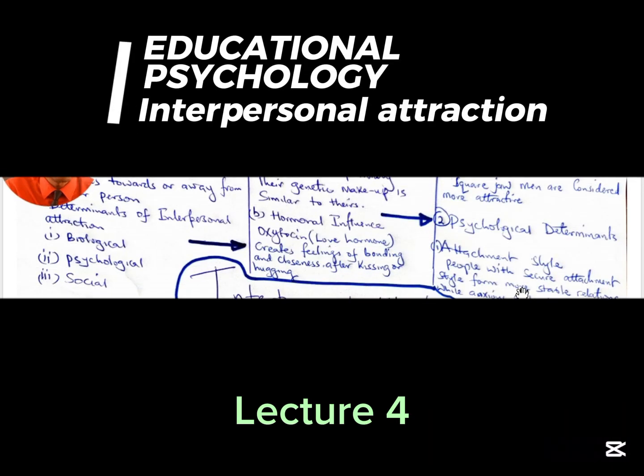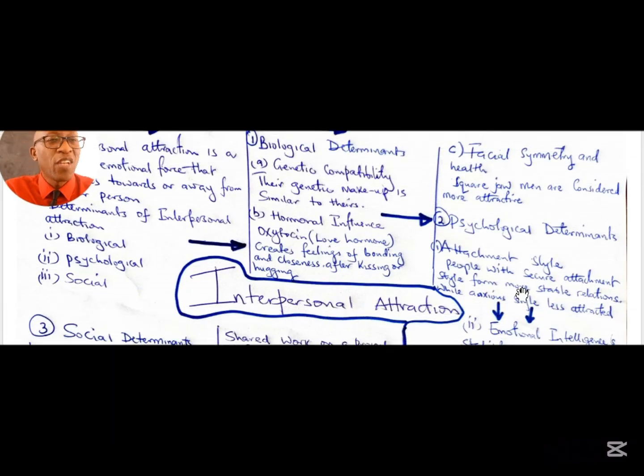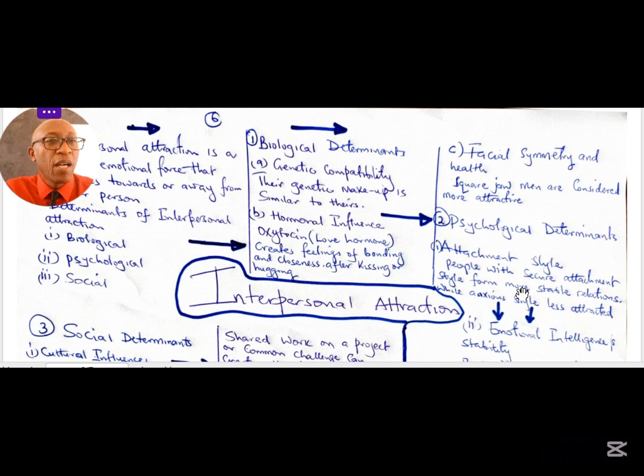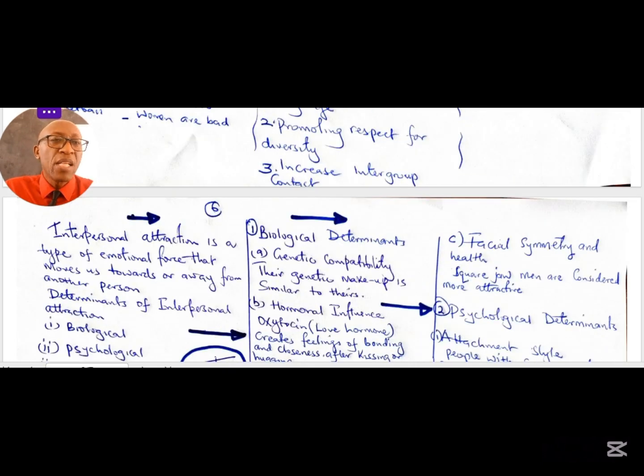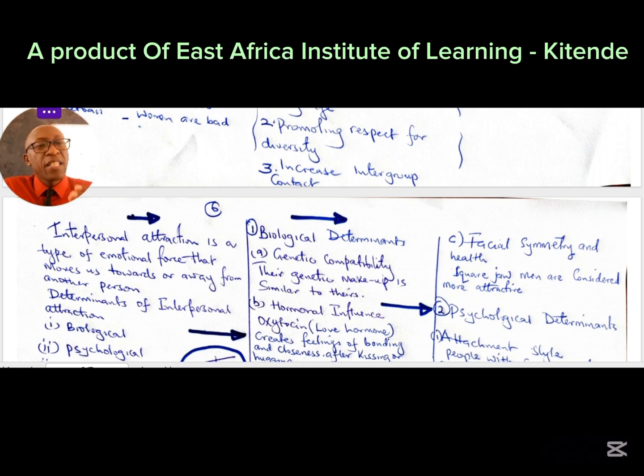This topic of psychology is going to focus on an interesting sub-module called interpersonal attraction. Interpersonal attraction. What is interpersonal attraction? Interpersonal attraction is a type of emotional force that moves us towards or away from another person.